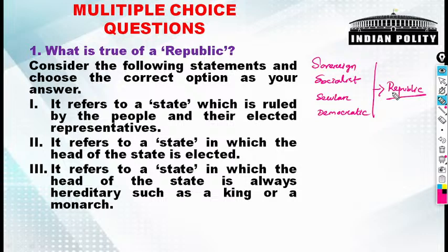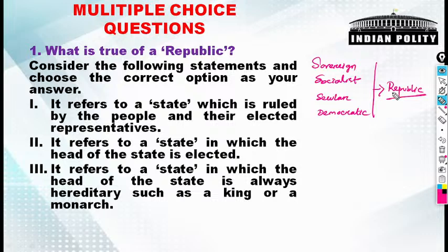We are a democracy because we have elected representatives, or representative democracy. The people rule themselves through elected representatives like MPs and MLAs. So we have a democratic republic, and we have an indirect democracy in India. So that is the thing.